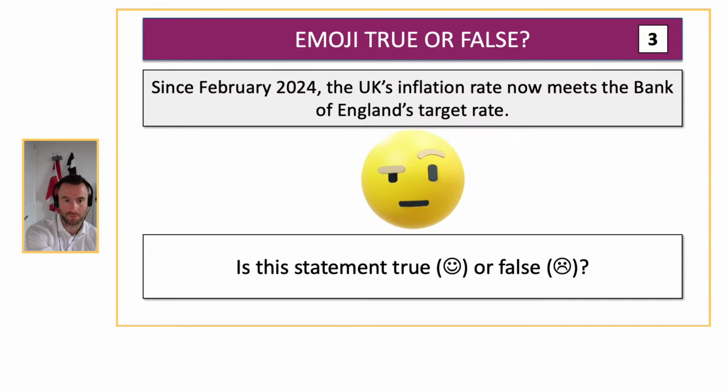Question number 3. Since February 2024, the UK's inflation rate now meets the Bank of England's target rate. Is this true or false? Smiley face if you think, yep, we're all good, we're on target with our rate of inflation, or false if you think we've still got some way to go. Luke is the first one here, coming in with false.